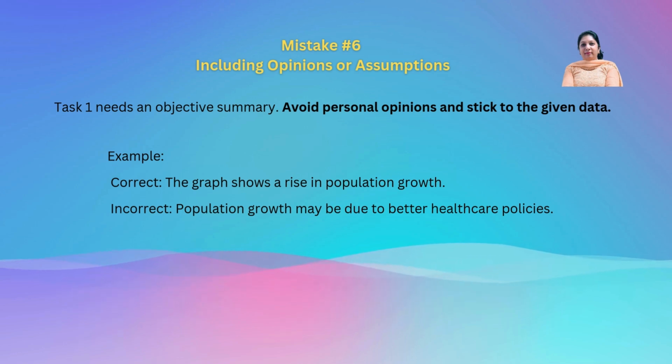Mistake number 6, including opinions or assumptions. IELTS Task 1 requires an objective summary. Avoid personal opinions and assumptions. Example: correct, the graph shows a rise in population growth. Incorrect, population growth may be due to better healthcare policies. Tip: keep it factual. Just report the data as it is.